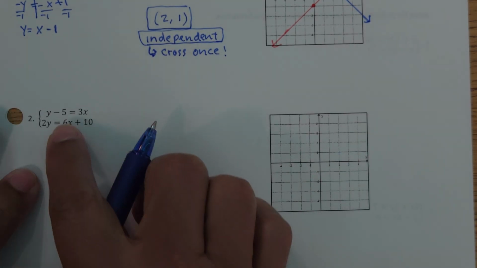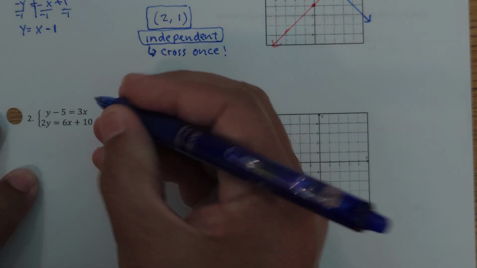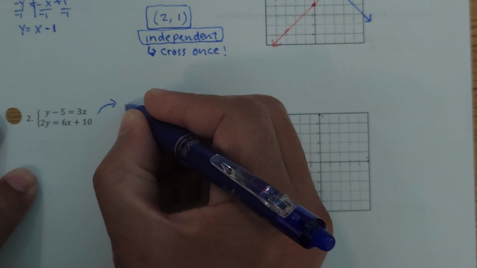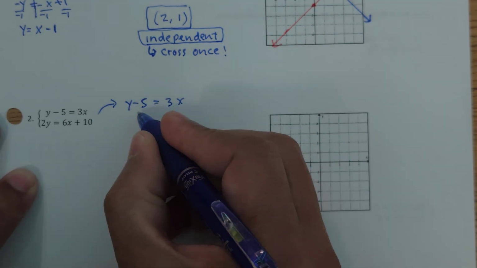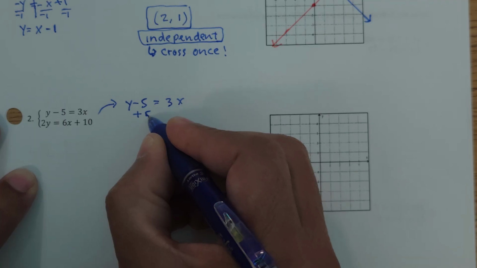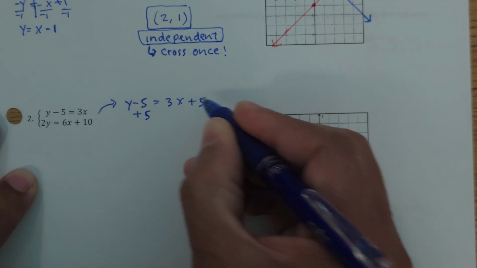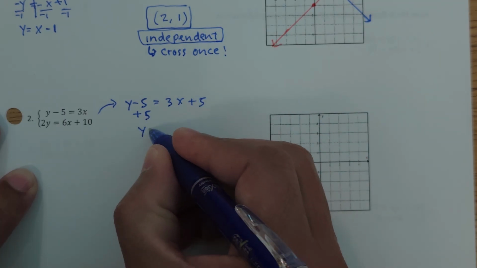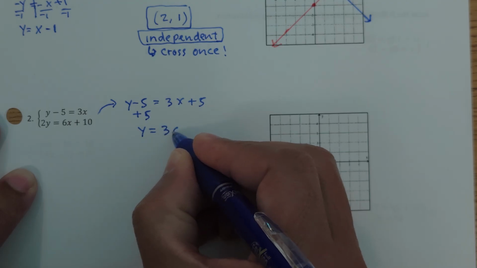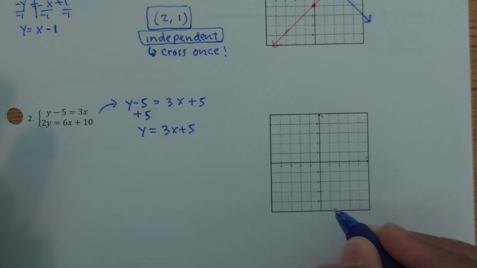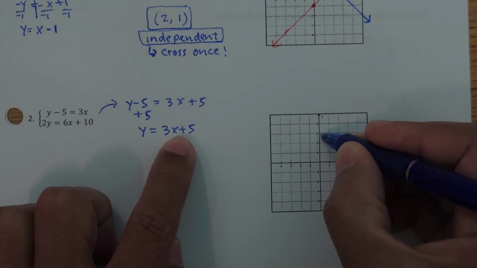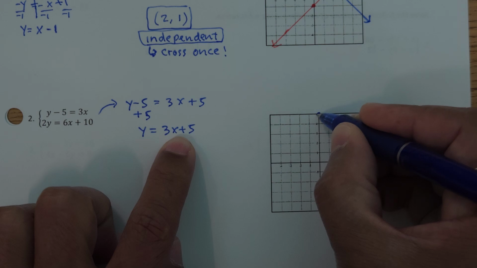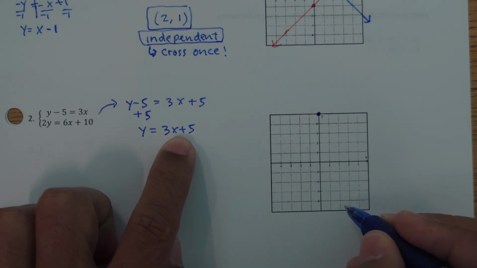For the second example, again, the first equation, I'm going to copy it here. So this is y minus 5 equals 3x. All I need to do is move the 5 to the other side, which means I'm going to add 5 to both sides of the equation. So then y equals 3x plus 5. I'm going to graph this line right away. Notice the y-intercept is (0, 5), so this is 1, 2, 3, 4, and 5. This is where the line crosses the y-axis.